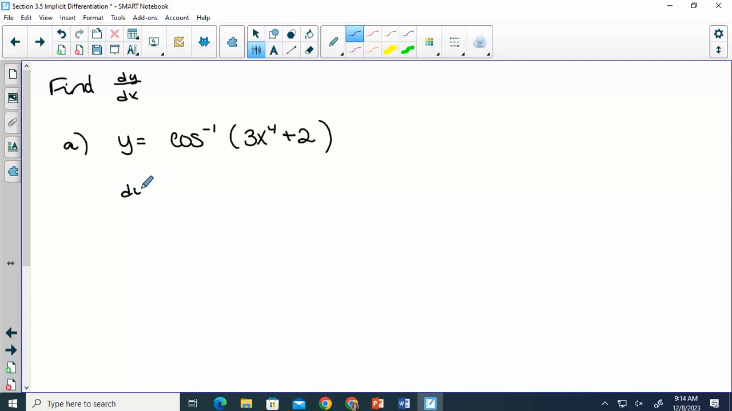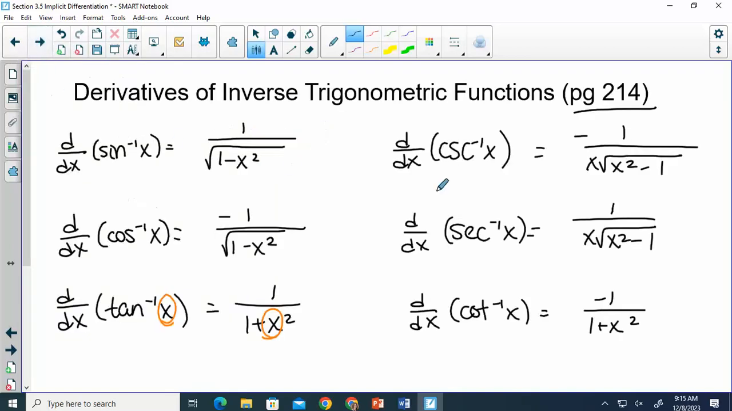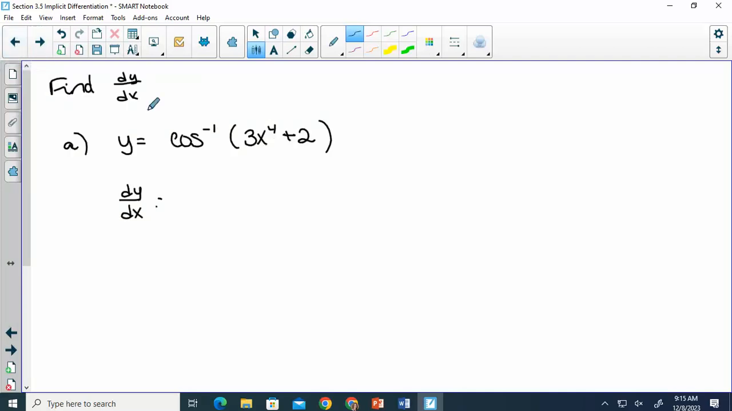Derivative of y is dy dx. We're going to have to do chain rule here, starting on the outside. So cosine inverse, the formula for cosine inverse is negative 1 over the square root of 1 minus my angle squared. And my angle is 3x to the 4th plus 2.